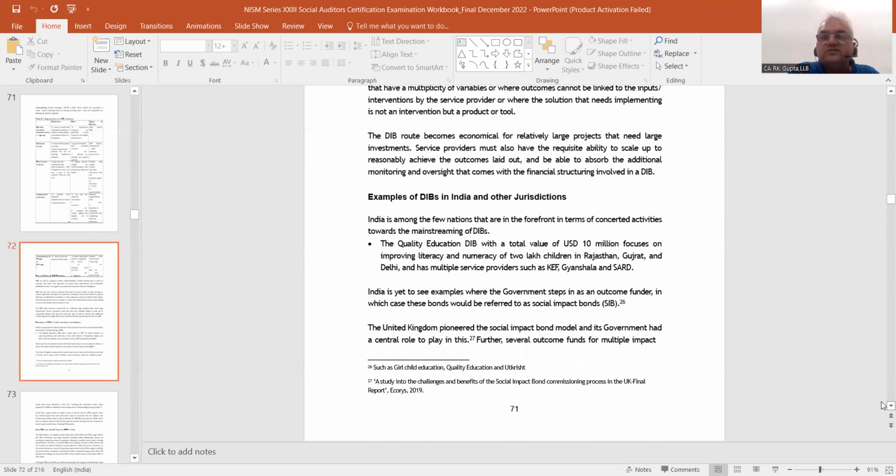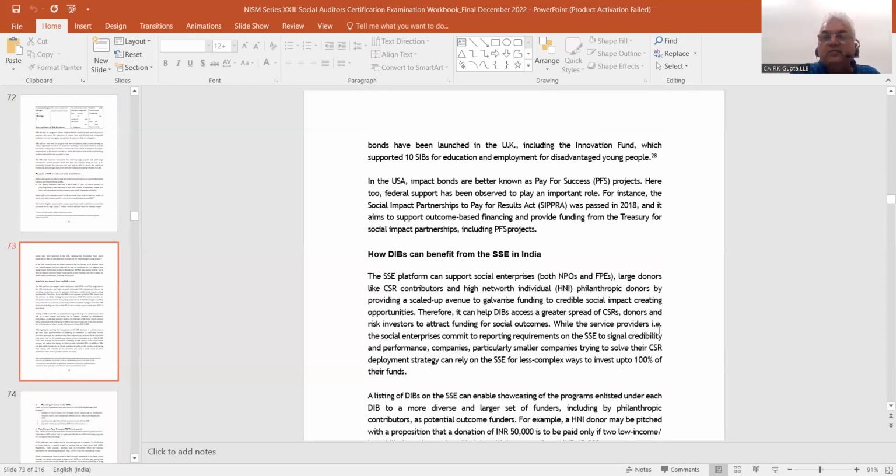India is yet to see examples where the government steps in as an outcome funder, in which case these bonds would be referred to as social impact bonds. So India, till now, has not stepped in as an outcome funder. So if such development impact bonds come from an outcome funder, they will be referred to as social impact bonds. The United Kingdom pioneered the social impact bond model, and its government had a central role to play in this. Further, several outcome funds for multiple impact bonds have been launched in the UK, including the Innovation Fund, which supported 10 social impact bonds for education and employment for disadvantaged young people.